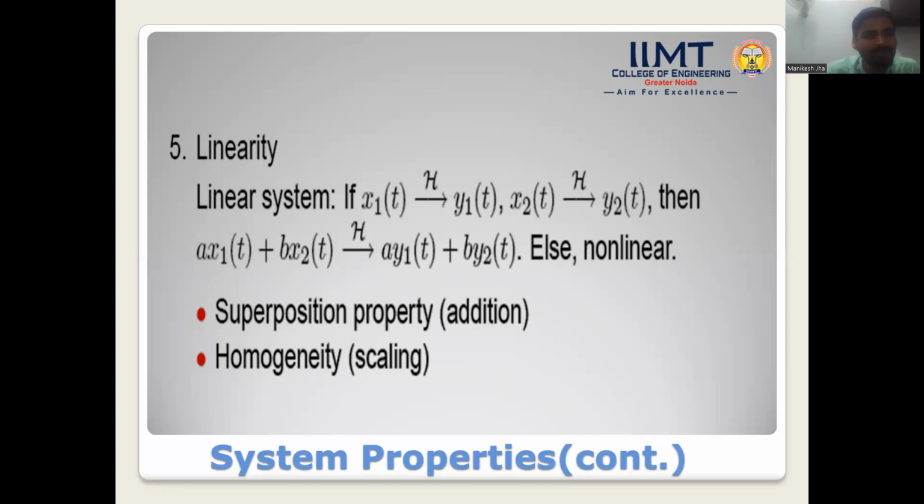So two things we have to remember for a linear system: it will follow the superposition property, and the second one is the homogeneity property. If a system follows this superposition and homogeneity, then we can call it a linear system. Otherwise, it is a non-linear system.